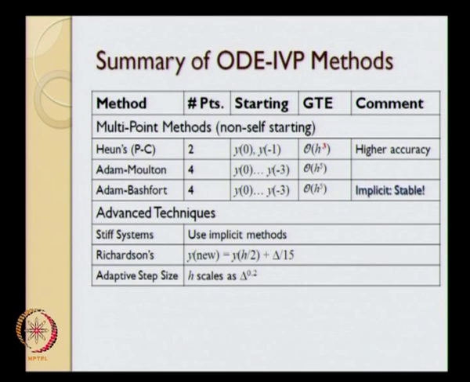And then in today's lecture we covered what is known as the multi-point methods, and an example of a multi-point method is the Heun's predictor corrector. Indeed, Heun's predictor corrector method is an Adams-Bashforth-Moulton method of second order. The Heun's predictor corrector method is a non self-starting method which has a global truncation error of h cubed.